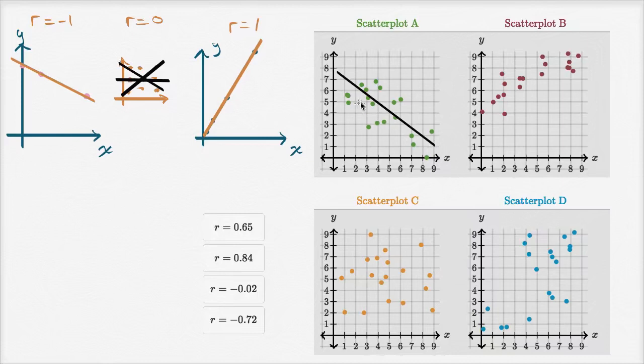So it looks like r is going to be less than 0, and a reasonable bit less than 0. It's going to approach this thing here. And if we look at our choices, it wouldn't be r equals 0.65. These are positive, so I wouldn't use that one or that one.